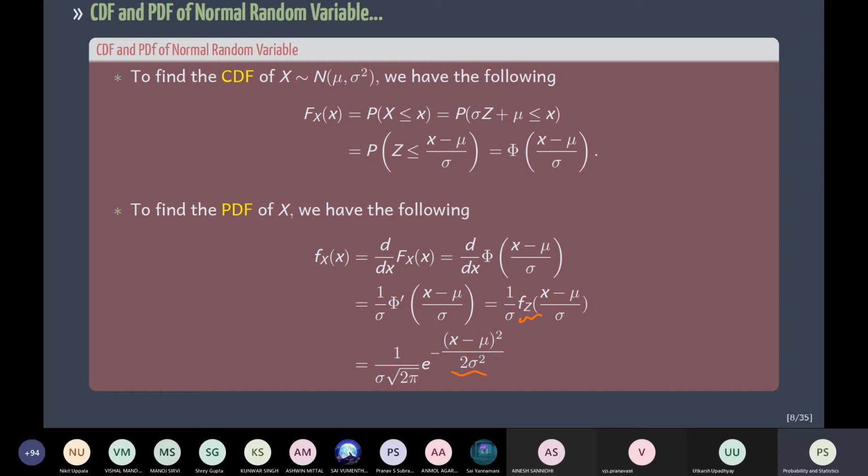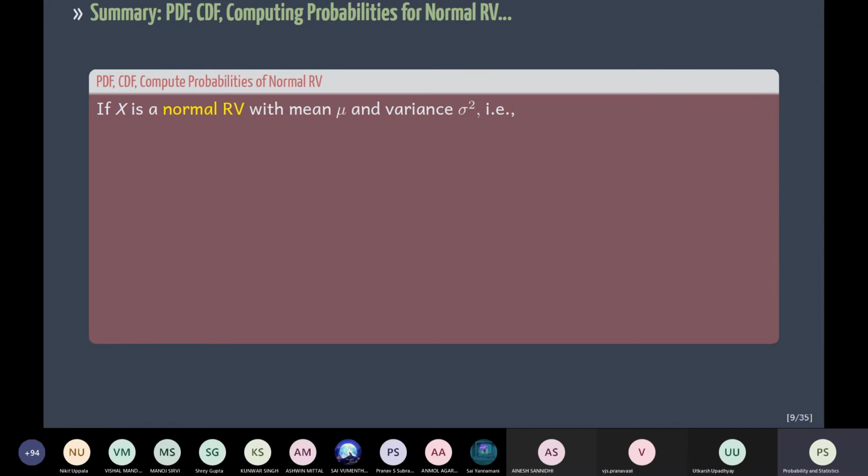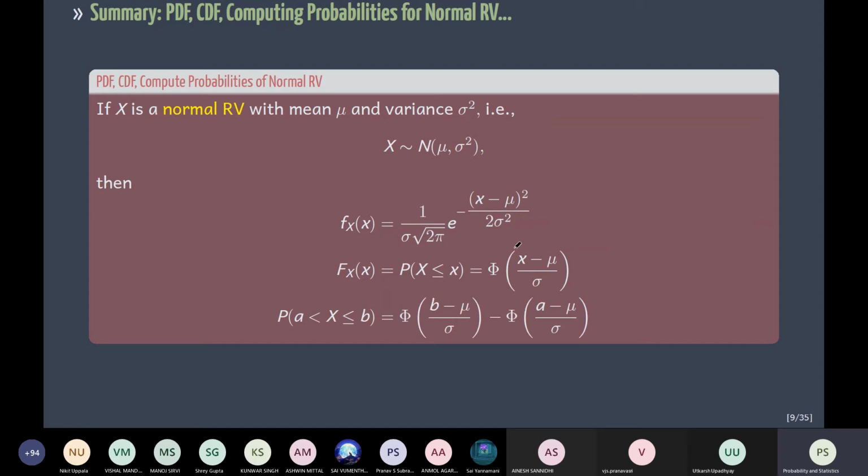Okay, so these are the CDF and PDF. If X is a normal random variable with mean mu and variance sigma squared, that is denoted like this. F_X(x) is this, something we just derived, and we are summarizing things in one slide. The CDF is given by this, and the PDF is given by this.